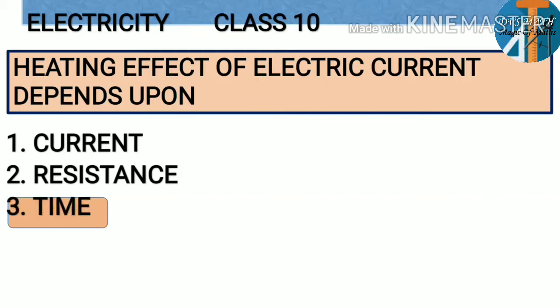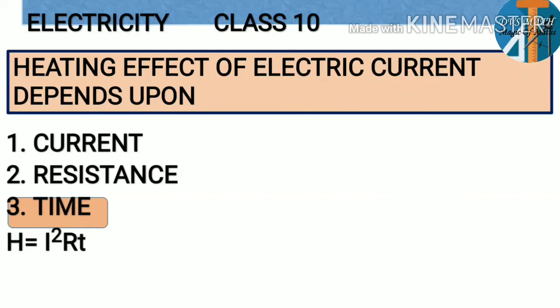And the main thing is time. Time is also one of the factors on which the heating effect depends. If we use something for more time, there will be more heat. For example, the more time you use your mobile, you feel it is hot, or if you use a fan or bulb for long, it converts into heat.